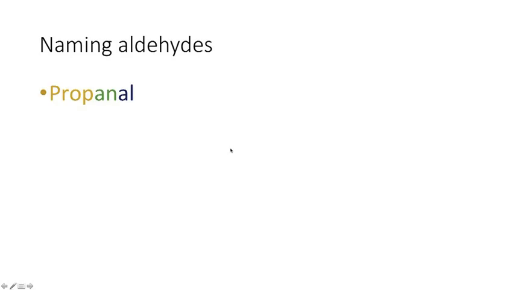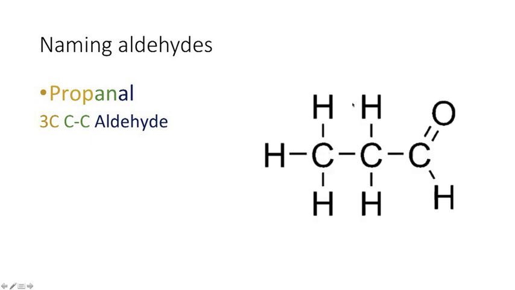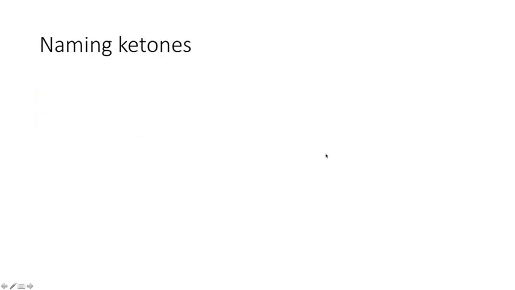Naming aldehydes. So let's take, for example, propanal. First of all, let's use the prefix prop, and that shows we've got 3 carbons. Our an shows that we've got our carbon-carbon single bonds, and then our al shows that we've got an aldehyde functional group. So therefore we know it will look like this. Our 3 carbons is our longest chain, single bonds, and our aldehyde functional group here.